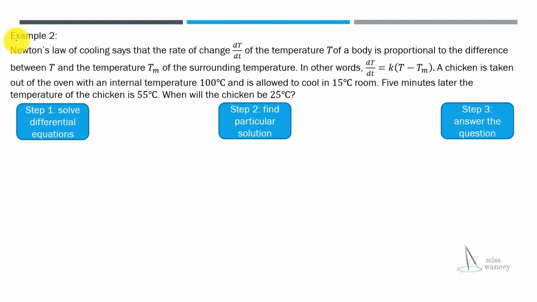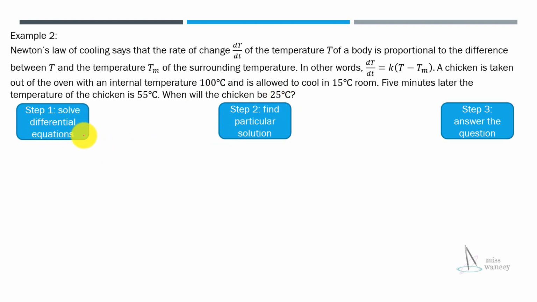Okay, so the second example, Newton's law of cooling says that the rate of change dT/dt of the temperature T of a body is proportional to the difference between T and the temperature of the surroundings. In other words, dT/dt is equal to k(T minus Tm). A chicken is taken out of the oven with an internal temperature of 100 degrees Celsius and is allowed to cool in a 15 degrees Celsius room. 5 minutes later, the temperature of the chicken is 55 degrees Celsius. When will the chicken be 25 degrees Celsius?